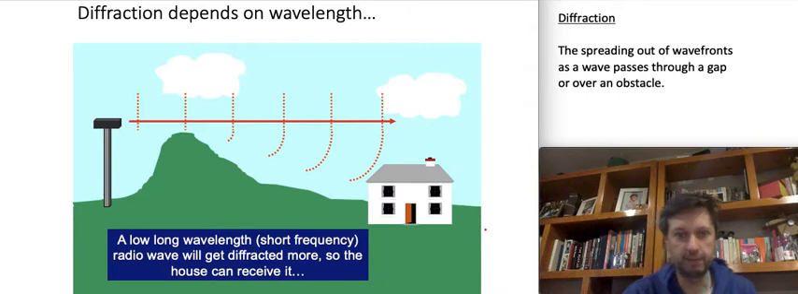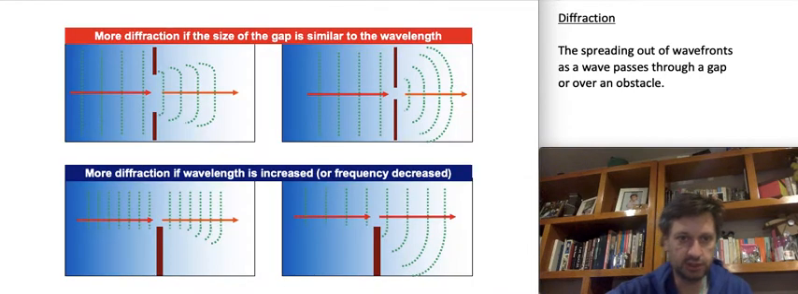Okay, so that just about covers everything that we need to know about diffraction. So just to recap, diffraction occurs as waves go through gaps or over obstacles. As they go through gaps, they diffract and the wavefronts bend. There's no change to frequency, wavelength or speed. The only change is the bending of the wavefronts. The closer in size the gap is to the size of one wavelength, the more diffraction will occur.